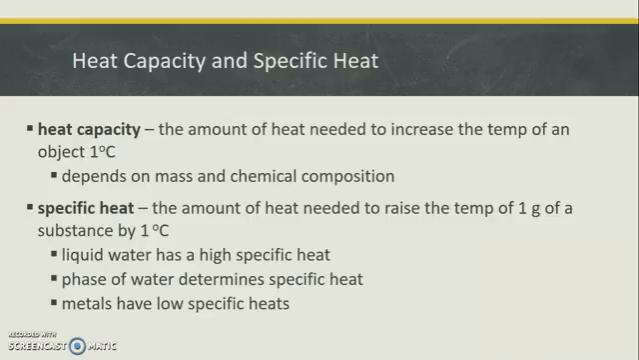Specific heat is the amount of heat needed to raise the temperature of a gram of a substance by 1 degree Celsius. And these 2 definitions seem a whole lot alike. Here's the thing that makes them different. For heat capacity, it doesn't specify how much of the object, and specific heat does. Liquid water has a very high specific heat. It takes a whole lot of energy to heat up water, and the phase of water determines the specific heat. It is different. We need to look at this in class just a little bit. And metals have a very low specific heat. They heat up very, very easily.